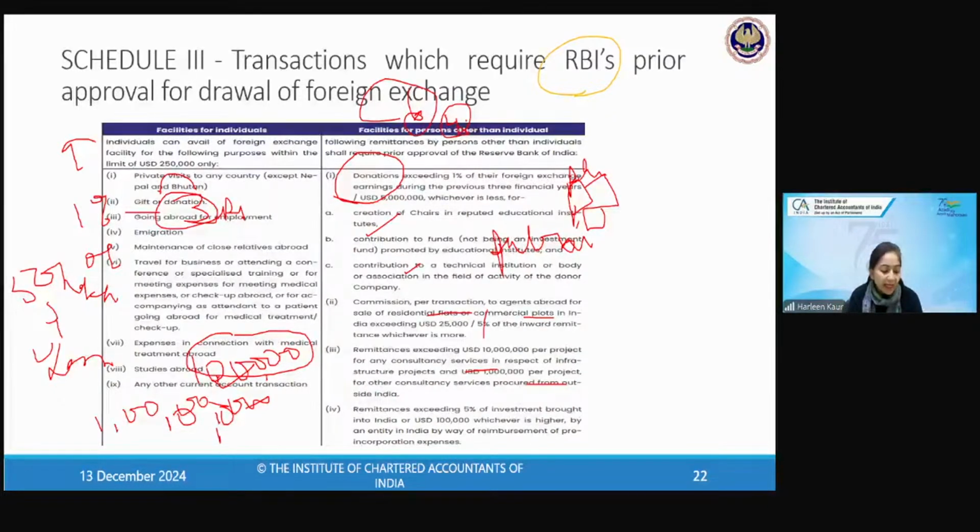And the last one is remittance exceeding 5% of the investment brought into India or 1 lakh USD, whichever is higher, by an entity by way of reimbursement of pre-incorporation expenses. What is the meaning of pre-incorporation expenses? Expenditures incurred before incorporating the company. So if your company has been incorporated and you need to reimburse the pre-incorporation expenses, then up till 5% of the investment brought in by inward remittance or 1 lakh USD, whichever is higher, is allowed freely. But if it is more than this amount, then approval of RBI has to be taken.